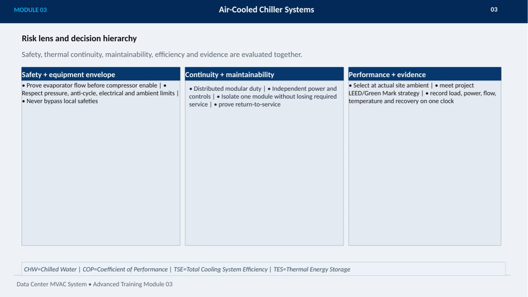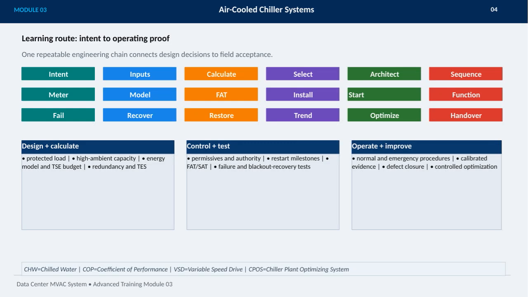Just a quick note, CHW stands for chilled water, COP is coefficient of performance, TSE is total cooling system efficiency, and TES means thermal energy storage. In this module, we focus on air-cooled chiller systems within Data Center MVAC setups. The core concept here is the repeatable engineering chain that links design intent all the way to field acceptance.